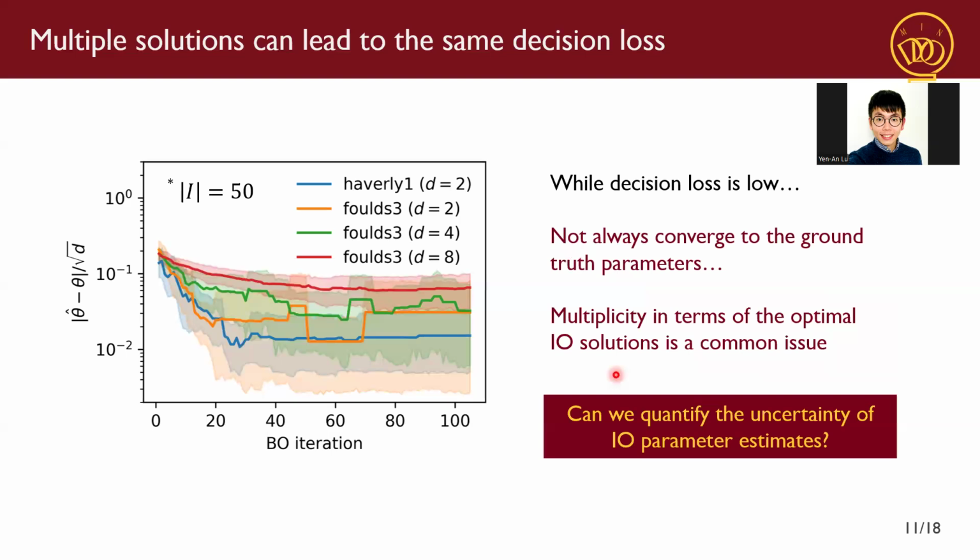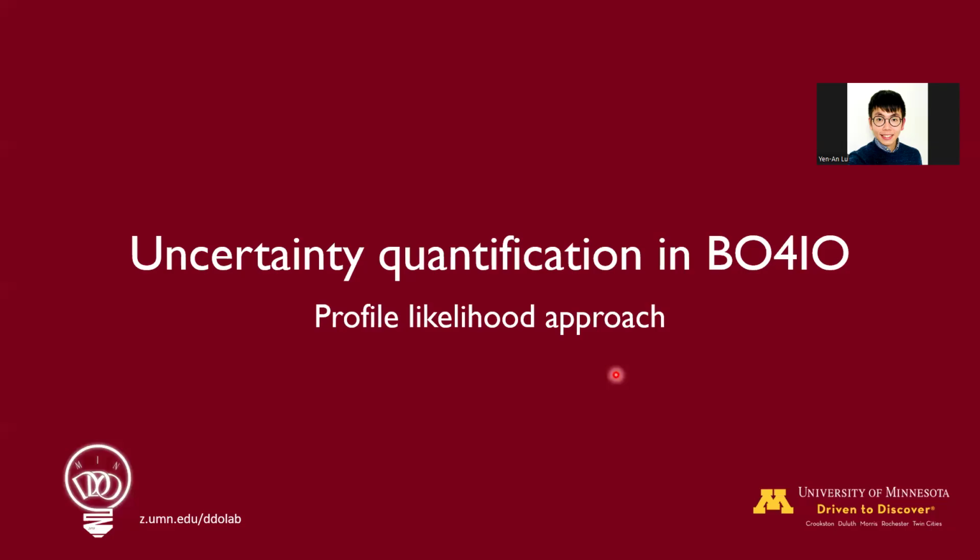And this gives rise to the motivation of the second part of this paper. We're trying to see whether we can quantify the uncertainty on our IO parameter estimates, where there is very little existing work focusing on this area. So next, let's walk through how we provide uncertainty quantification in our BO4IO.